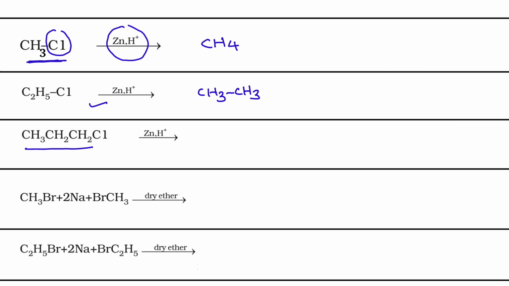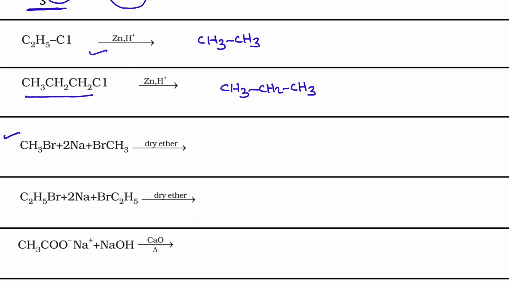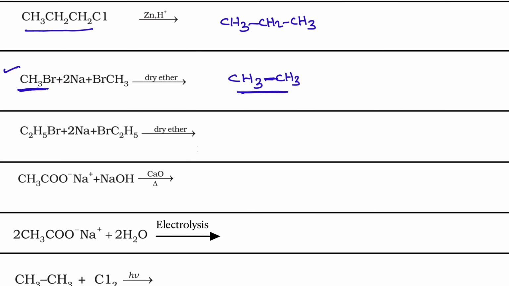Next we have n-propyl chloride. This is also related to the same reagent, the product will be propane. And the next one is the Wurtz reaction, sodium in dry ether. Sodium in dry ether causes coupling of alkyl groups. So the product produced will be ethane. Initially the substrate has one carbon, but here you are getting two carbons, so C-C bond formation will take place.